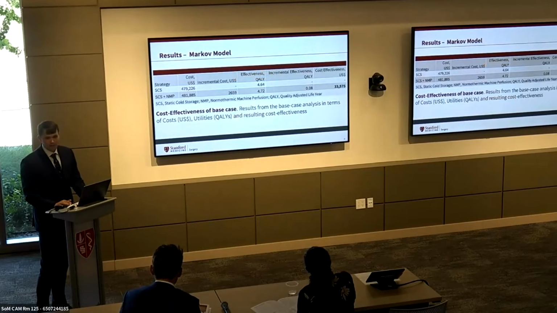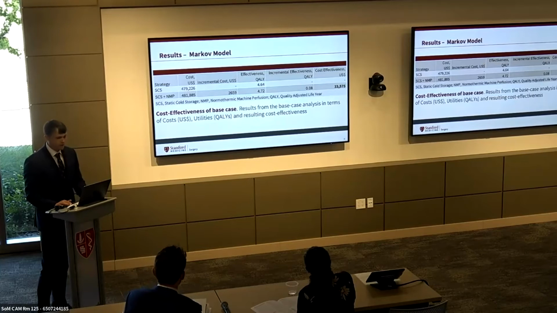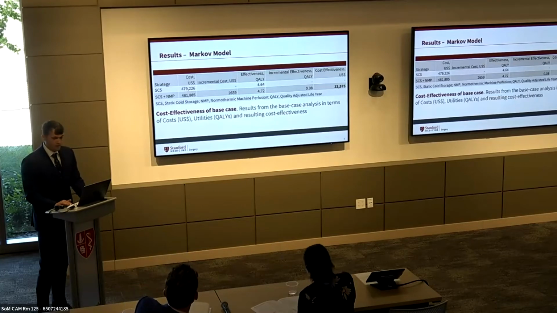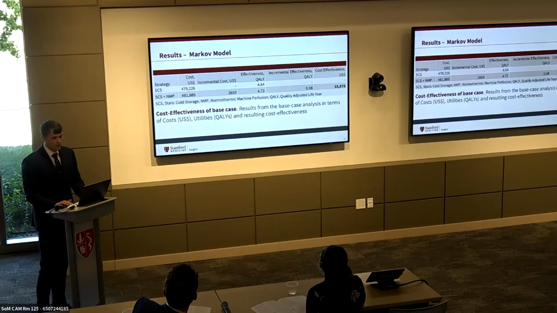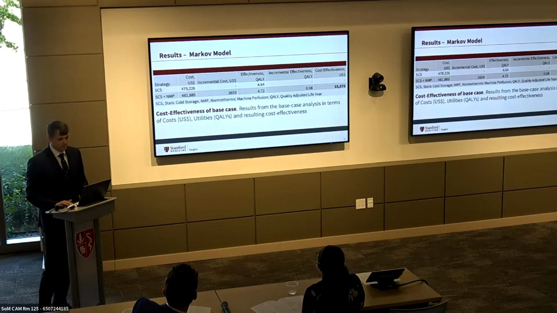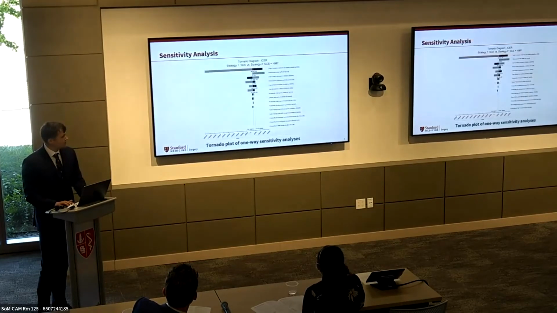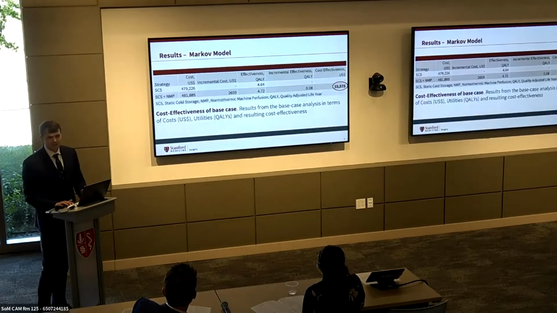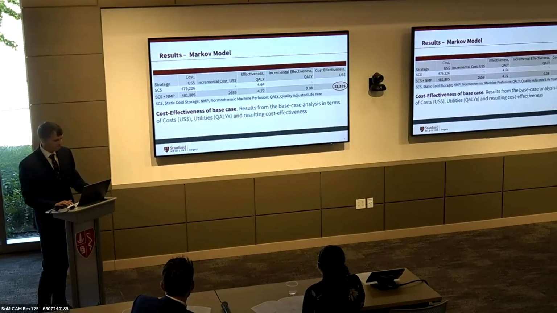This table represents the output of our Markov model, which shows that although the normothermic machine perfusion strategy would increase costs slightly, it also increases the number of quality adjusted life years and is below our willingness to pay threshold, so we can say that it is cost effective. This number on the right is just highlighting that it's below the 50,000 threshold.